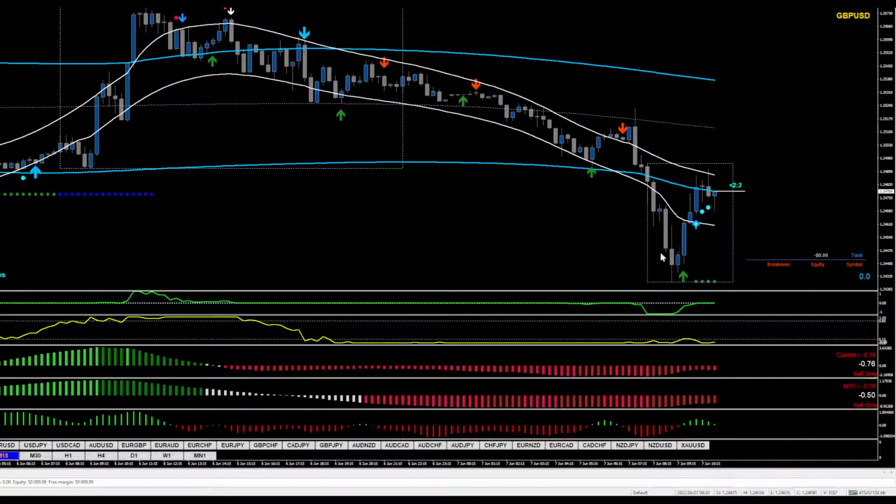So yeah, this might have been the bottom here, but it's not confirmed yet, so we still have to wait for all the confirmations to come in. There's no guesswork here. We're almost there now.